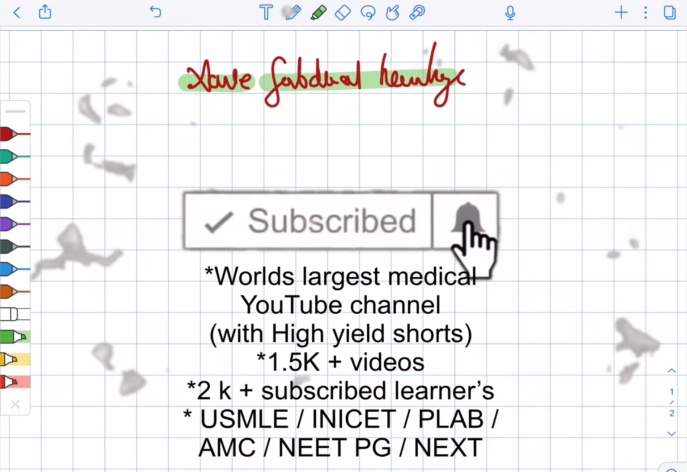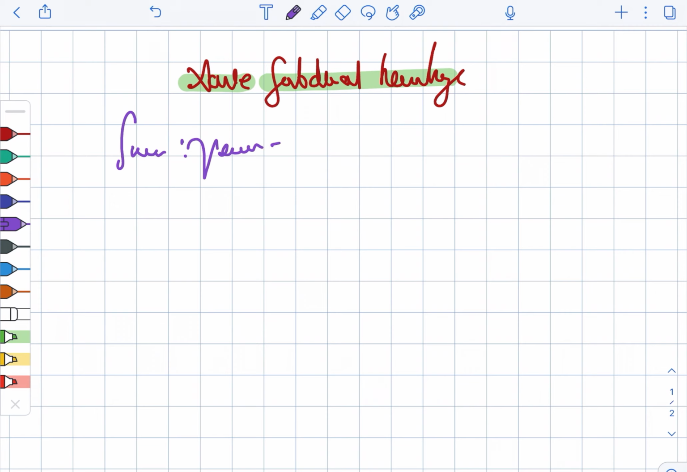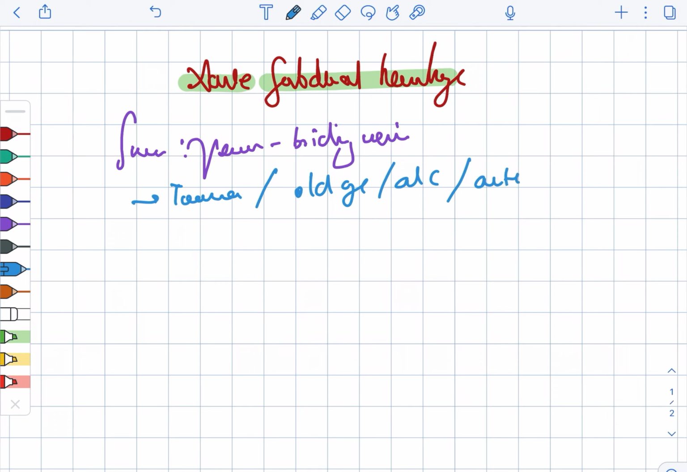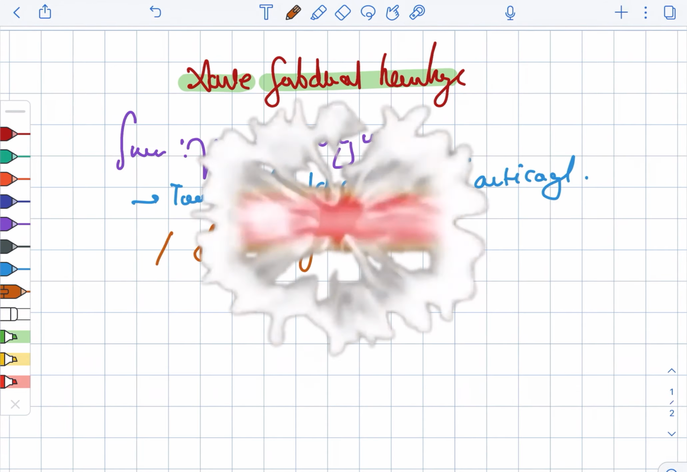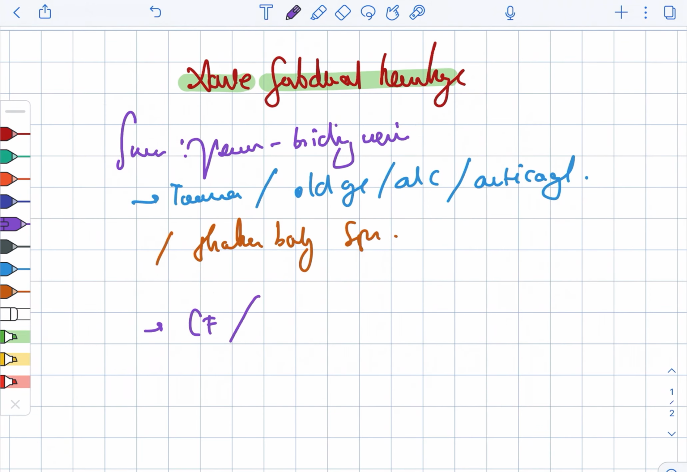Acute subdural hemorrhage. So here, looking at the source, it is basically venous, from the bridging veins, and the cause can be trauma, most common in old age as well as in alcoholics and in patients on anticoagulants. It is also seen in shaken baby syndrome, and this is a form of child abuse seen in infants and toddlers.